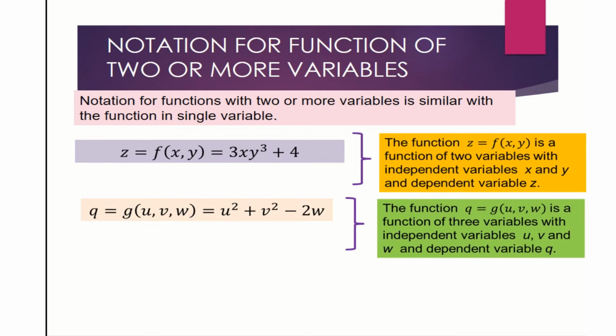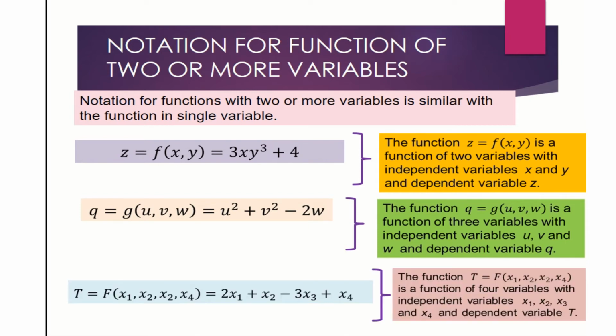Next is an example of a function of three variables. The function q, that is g(u,v,w), is a function of three variables with independent variables u, v, and w, and the dependent variable is q. Next is the example of four variables. The function t is equal to f(x1, x2, x3, x4), a function of four variables with independent variables x1, x2, x3, and x4, and the dependent variable is t.